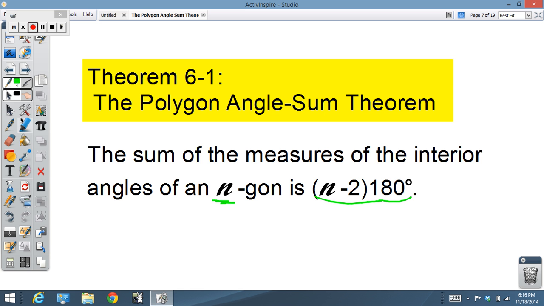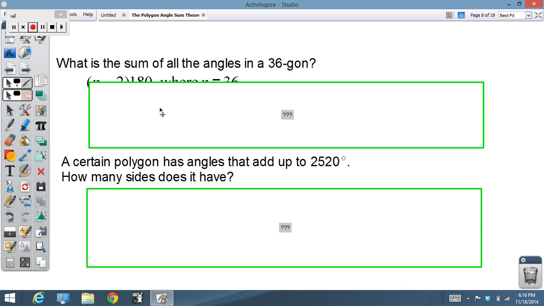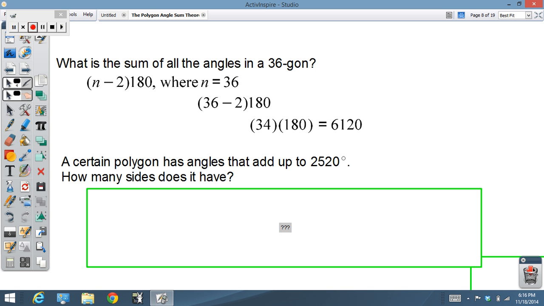All right, so here's a couple for you to try on your own. Pause if you like. Answers coming shortly. All right, so a 36-gon. N is 36. Plug that in. Subtract 2. Multiply by 180. There's the sum of our angles.